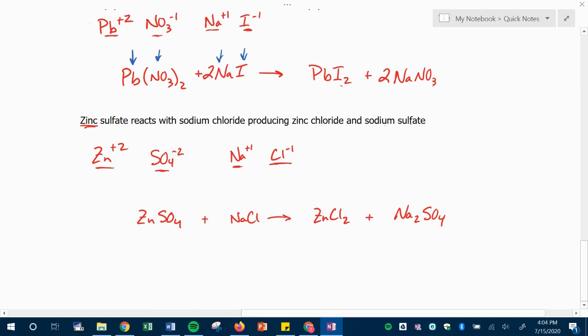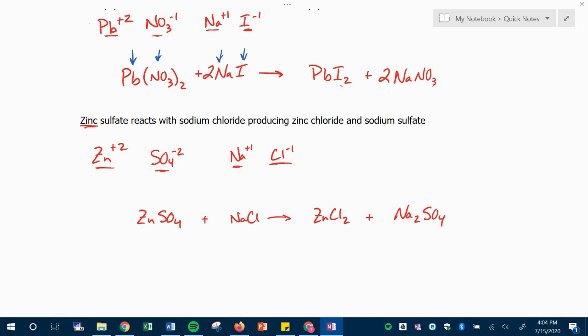Now, one thing maybe I should have pointed out a little bit earlier is as you're writing your products, remember it's always the cation first, anion second. So that'll be something that's a little bit more important when we talk about how to write these equations based on predicting products. But anyways, before we finish, remember we do have to balance.